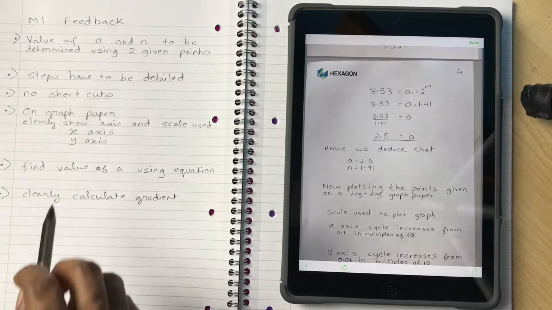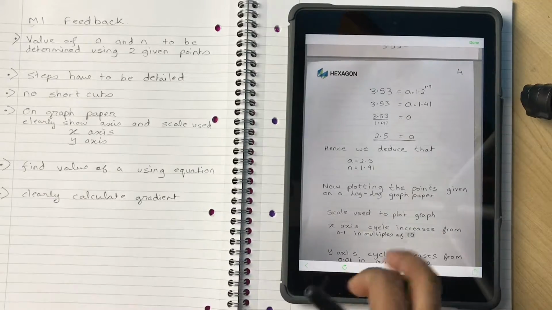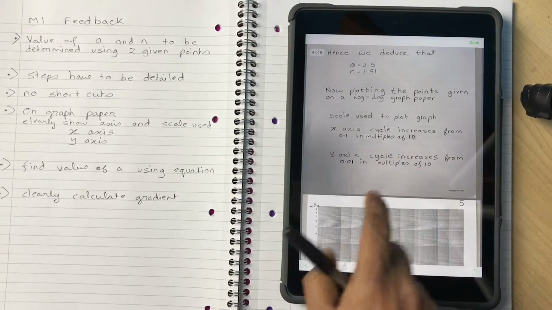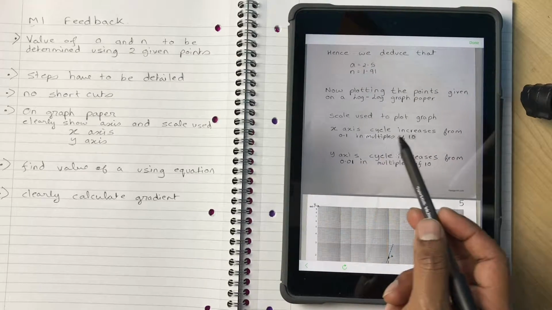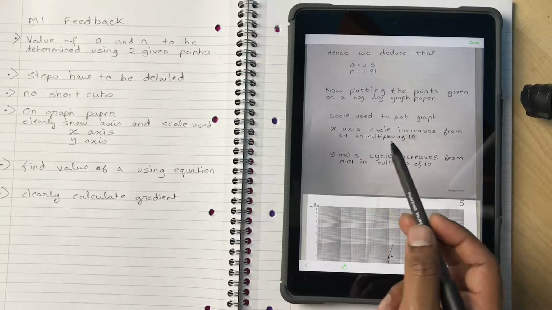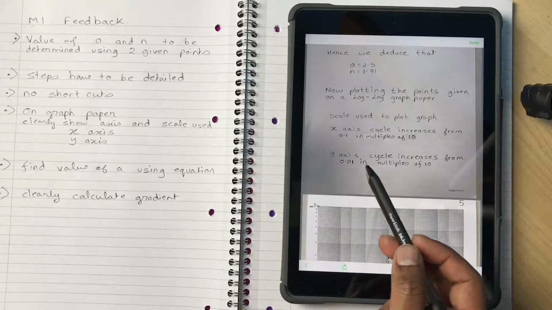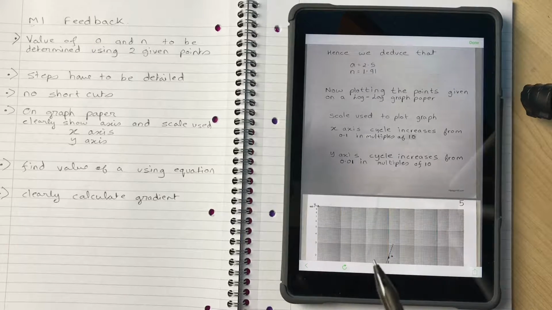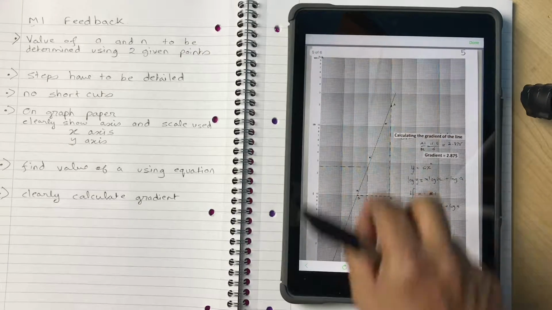Now on the graph paper you should have clearly shown the x and the y axis and the scale used. The scale that I have used, I have written it over here. For the x-axis, the cycle increases from 0.1 in multiples of 10, and the y-axis cycle increases from 0.01 in multiples of 10. You could use this scale or an appropriate scale which is good for your task. Make sure that your graph is nice and neat.